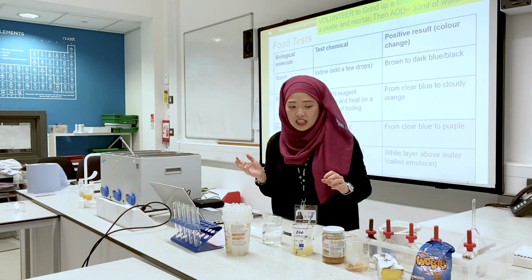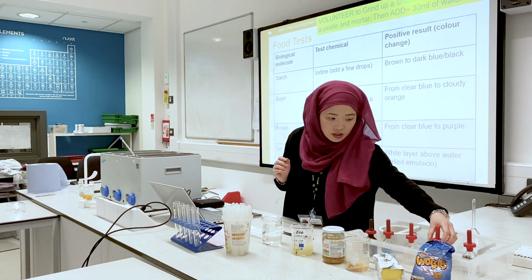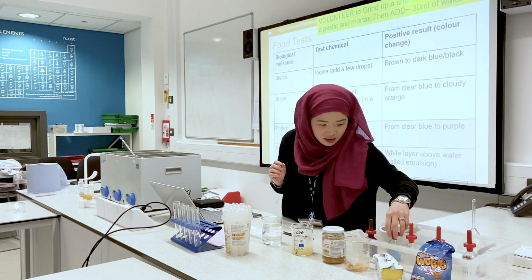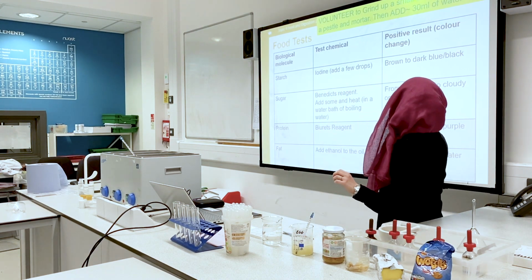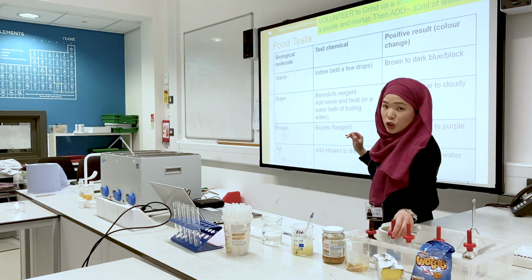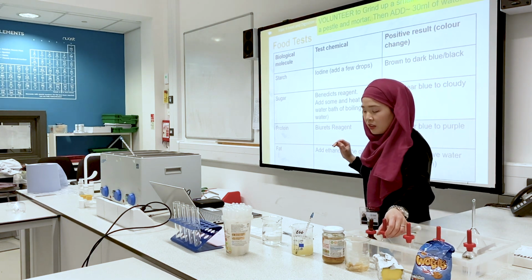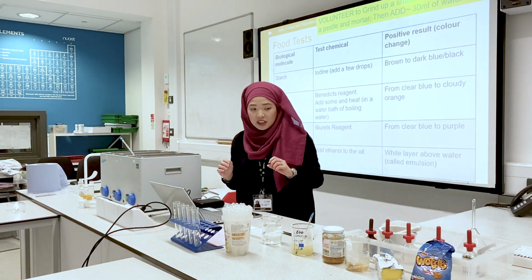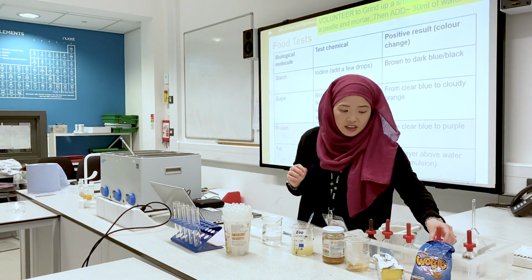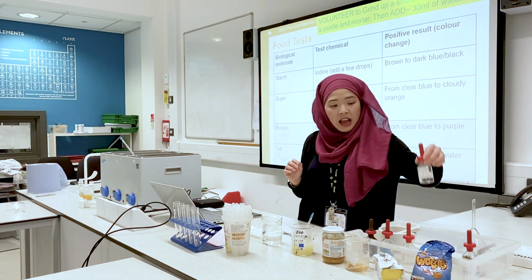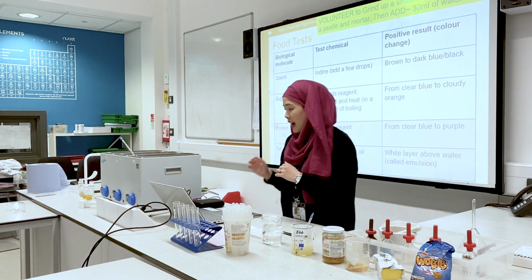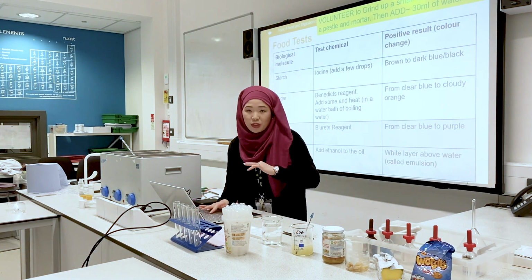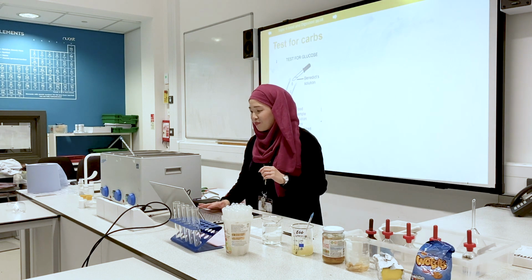Testing for proteins, we would use Biuret solution, and it would go from clear blue to purple. For testing fats, I would add ethanol, and the layers would separate out, so I'll show you what will happen on my next slide.